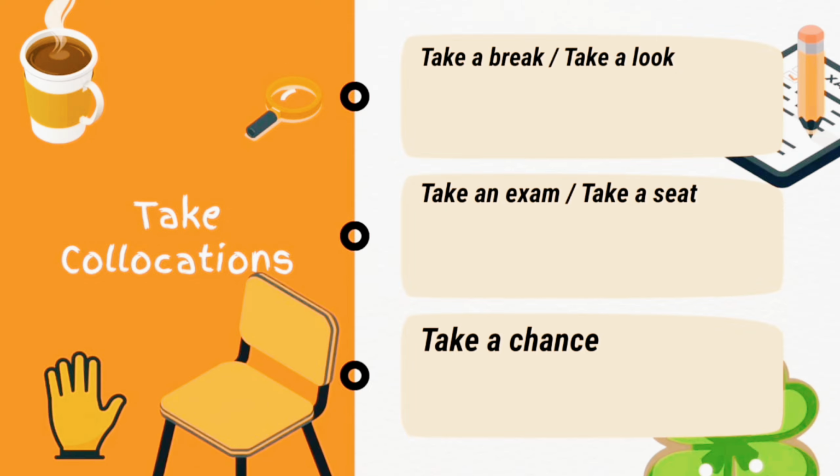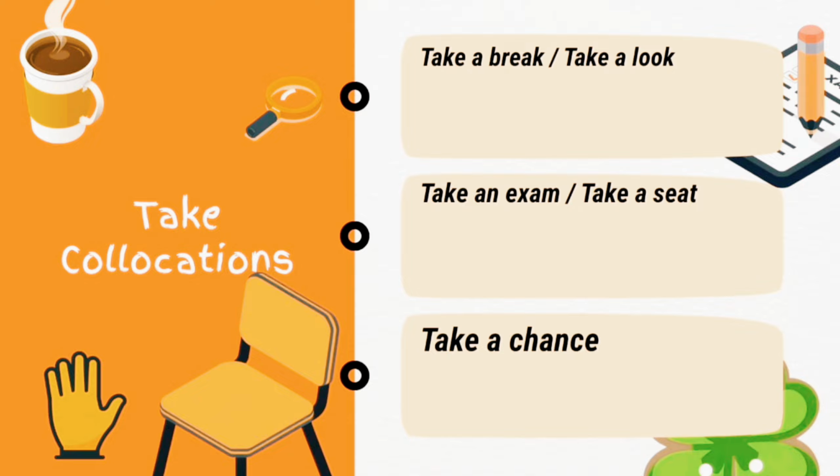So now we have the take collocations. Take a break means to stop working and take a rest. Take a look means check something. Take an exam, like do an exam. Take a seat means sit down, and take a chance means try something risky. Now take means actions you choose to do, like decisions or actions that you're choosing to complete.